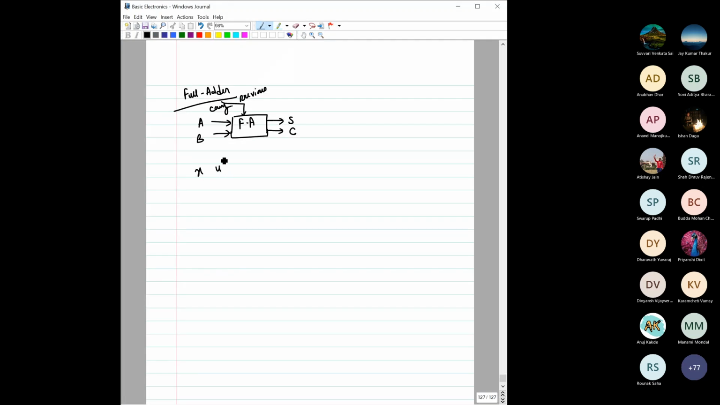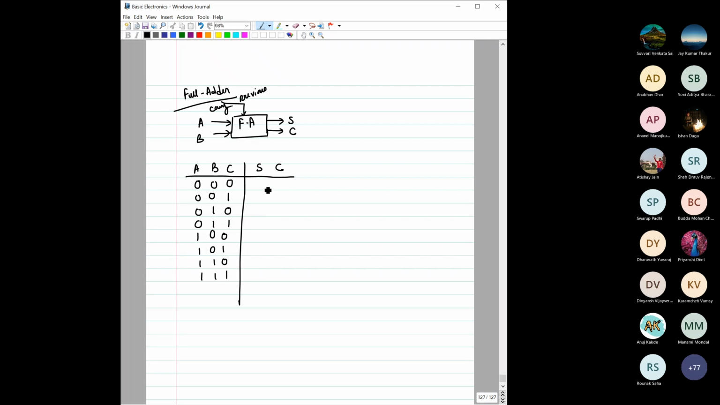So it is not X, Y, Z. We're writing A, B, C. So we'll write A, B, C. Output is sum and carry. So write all possible combinations. So all 8, right? 1, 2, 3, 4, 5, 6, 7, 8, right?